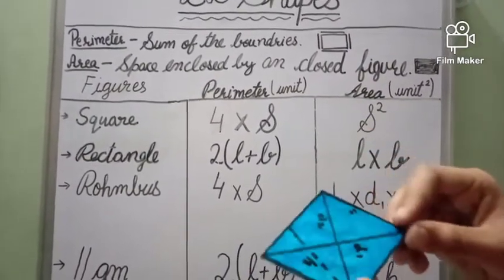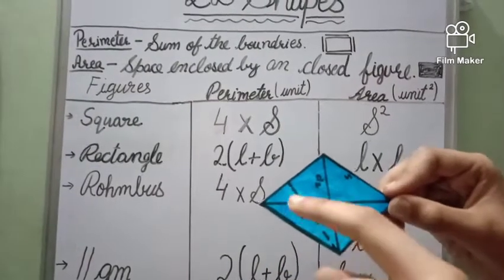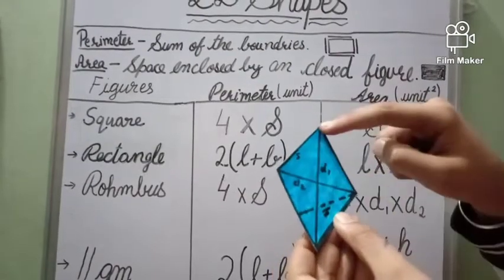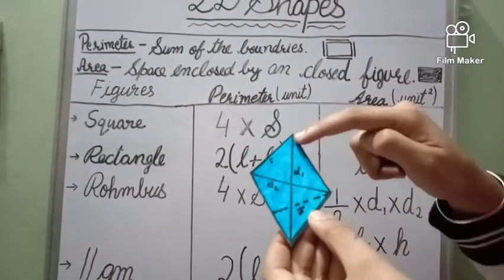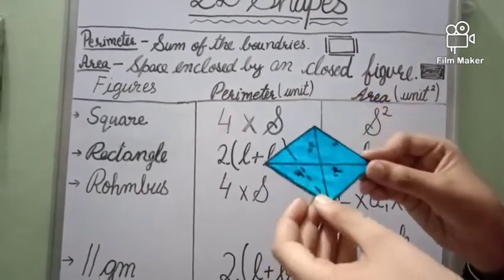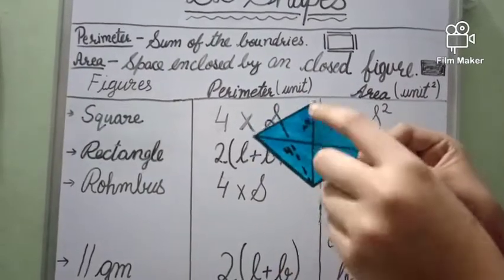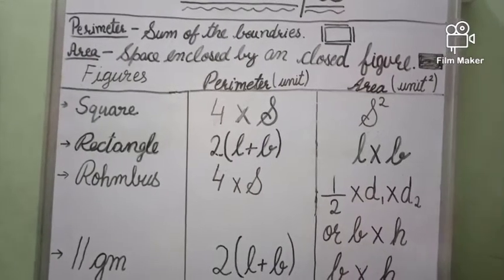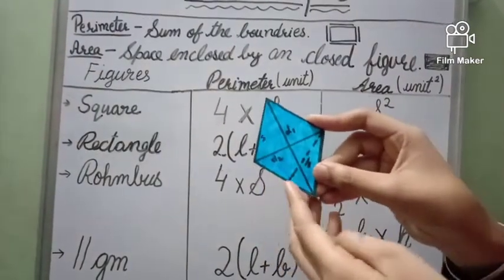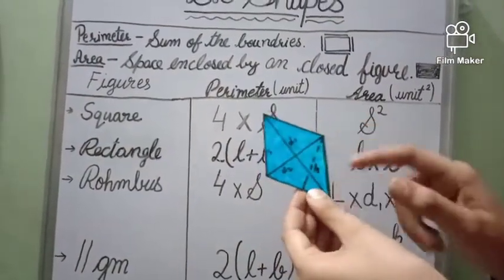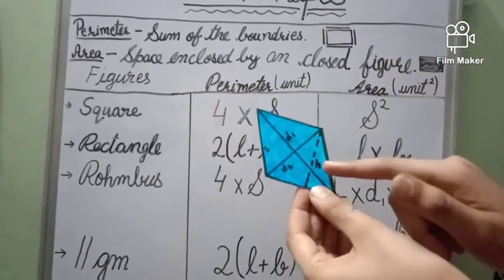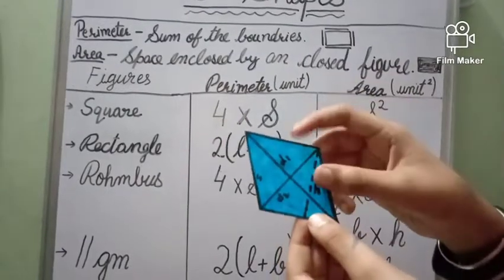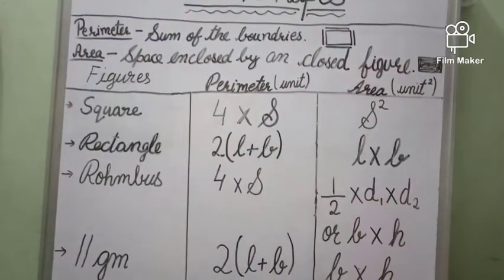So first, how to do d1 into d2? First you will write 1 upon 2 and then in multiplication you will write the value of diagonal 1, and again in multiplication you will write the value of diagonal 2. So this would be the area of the rhombus. And the next formula is, assuming this as a base, we'll multiply base with height. So base into height would be another formula to find the area of this rhombus.